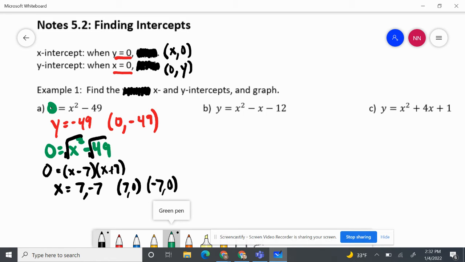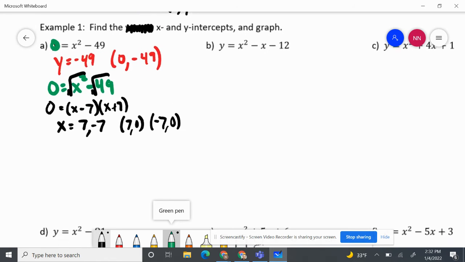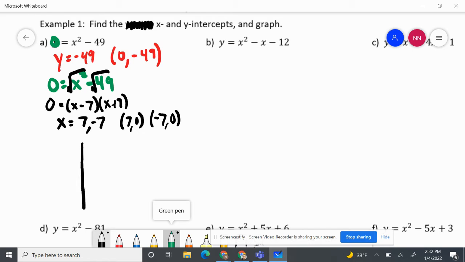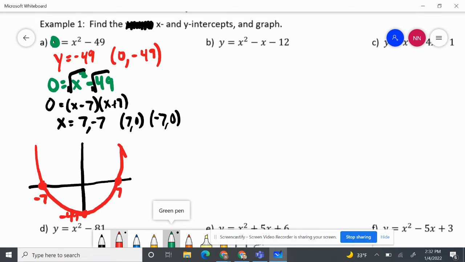Now I'm going to do just a quick sketch, not a graph. With the quick sketch, I have 7, and I'm going to put a dot there. I have negative 7. I'm going to put a dot here. And then I have negative 49. And so this right here is going to be my quick sketch of what our graph looks like.